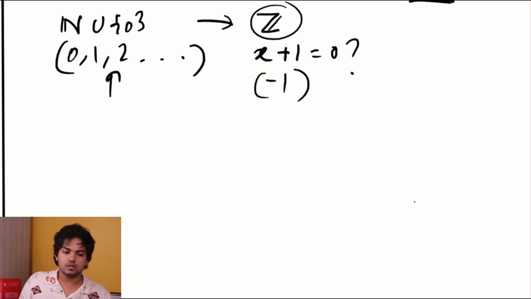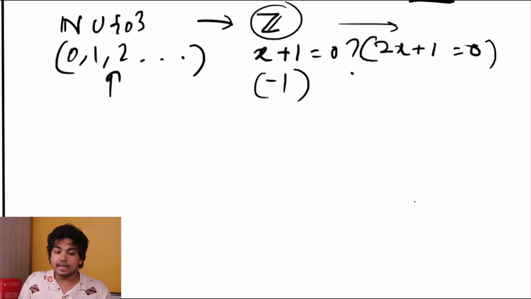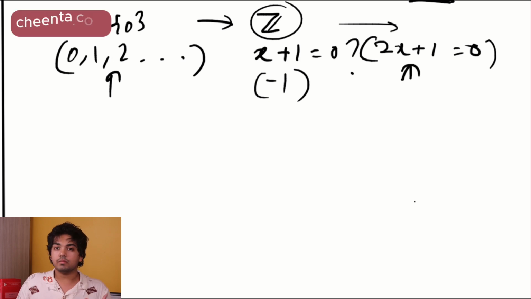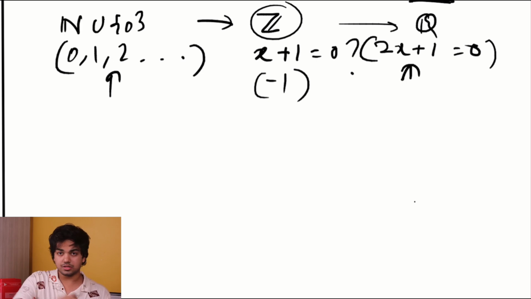Then you ask the question of, can I solve 2x plus 1 is equal to 0? There's no integer that solves this. So I have to make up something new that works. And that's how you get the rationals. I've said this before, the jump from rationals to reals is not a polynomial jump. It's a different kind of a jump. It's an analytic jump, but less on that.